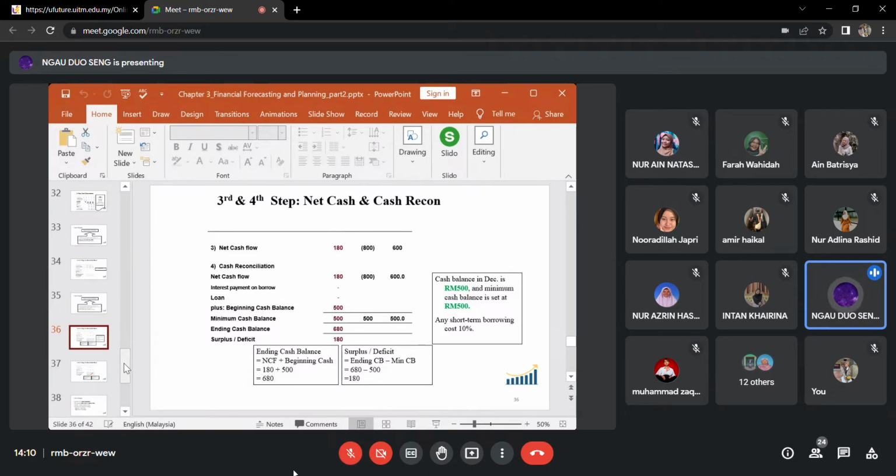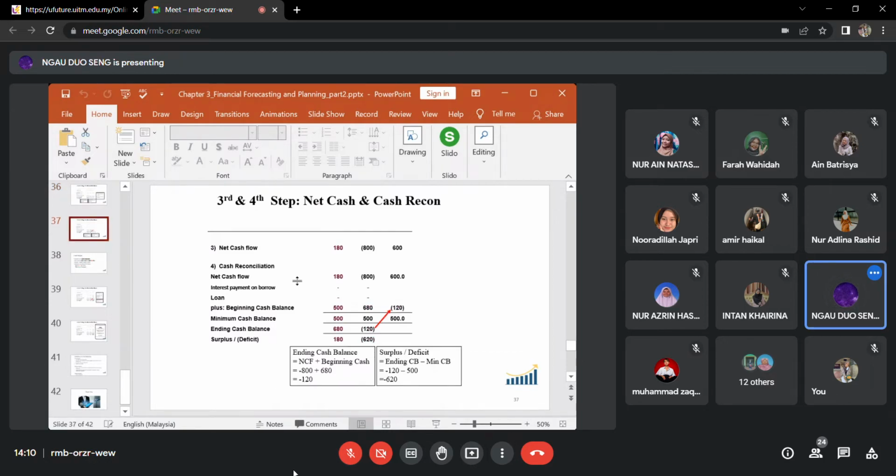Okay, so now this is January. So the ending cash balance will be the beginning cash balance for next month. Well, you can see here, sama lah, this is February, right? So we have tak ada interest payment on borrowing, tak ada loan. So here we have the beginning. So as I said, ending cash balance adalah beginning cash balance for the next month. So minimum cash balance sama 500.